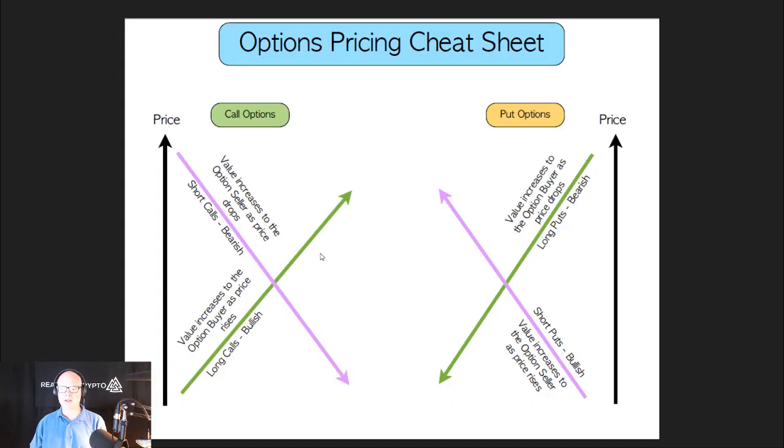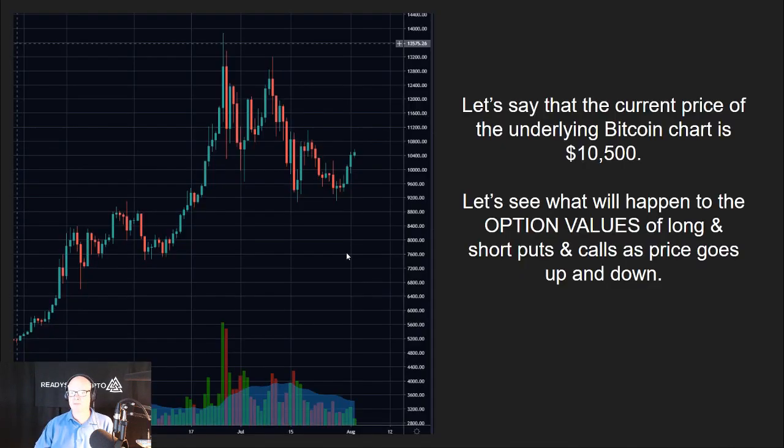Everybody understand the cheat sheet? Let me know if you can't, or if you're confused on one element of it, and I'll go back to this. So let's say that the current price of the underlying Bitcoin chart is 10,500, which I think is pretty close to that right now. It's just above that. Actually, a nice little rally the last 3 days.